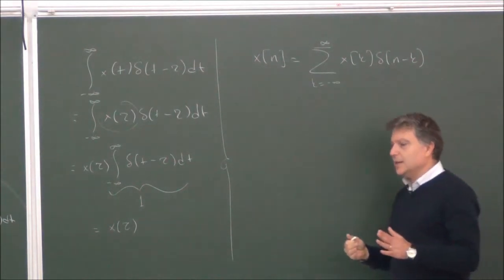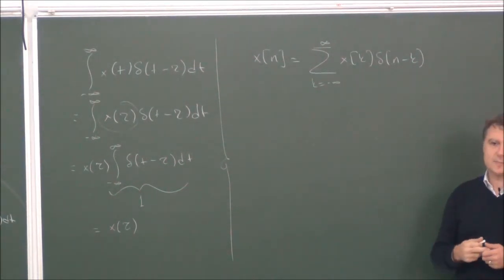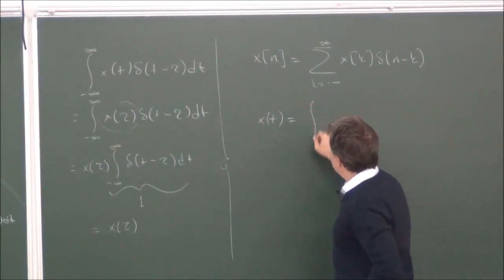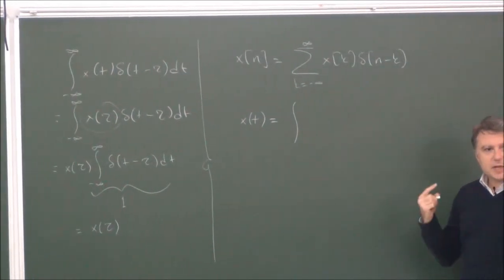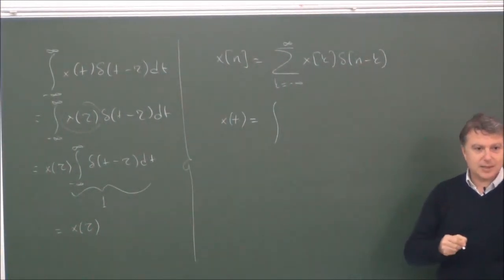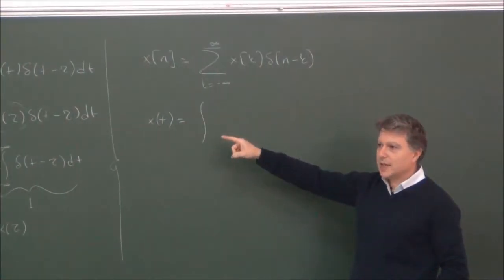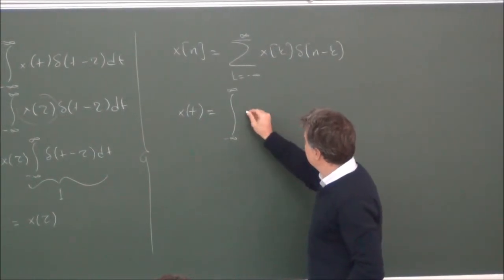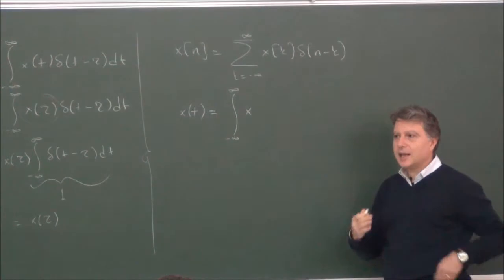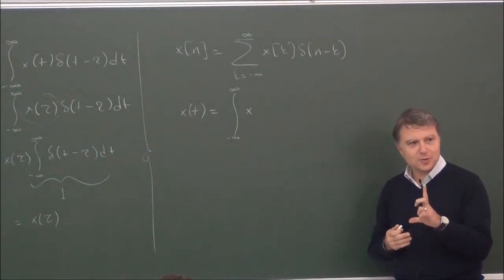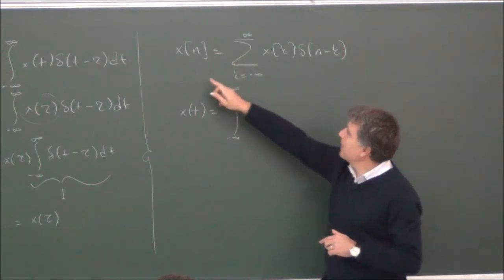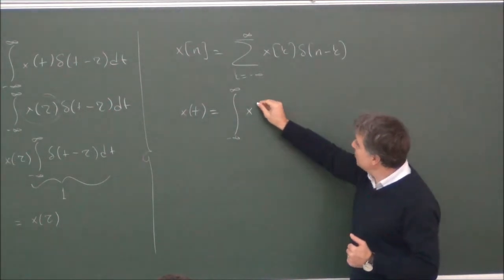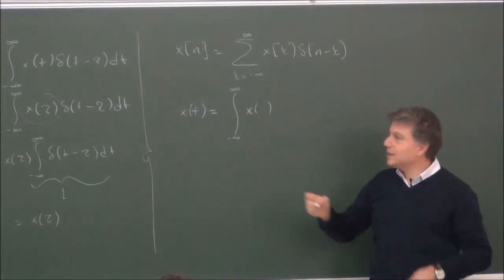Now, a similar idea is valid for continuous time signals as well. A continuous time signal can be represented as a linear combination of shifted and scaled impulses this time. But since we are on the continuous axis, the summation becomes an integration. Here we have the scales, and the scales are the same as the values of the signal, just like these xk's are the same as xn's at n is equal to k. So we need to have the same x here, but with a different parameter.